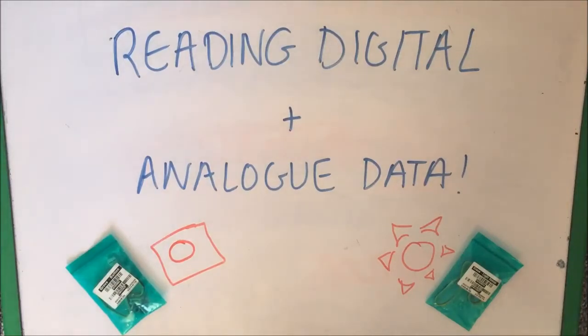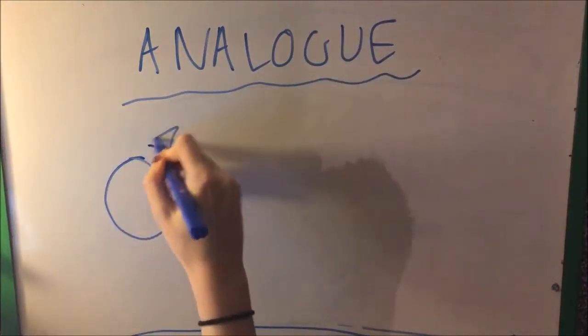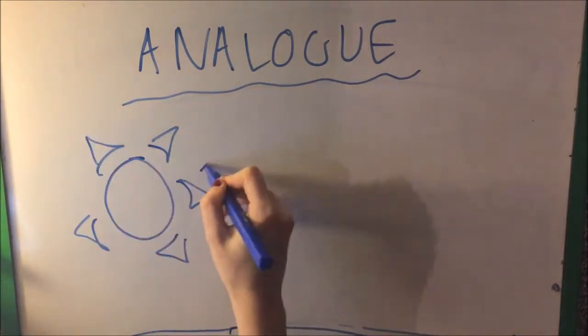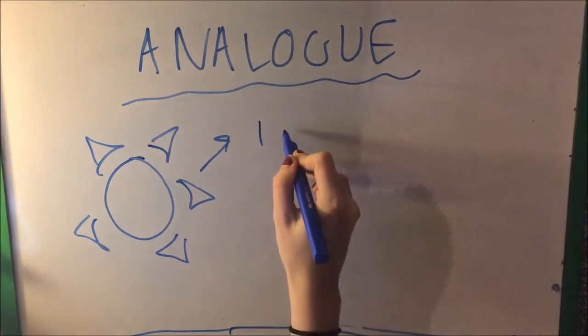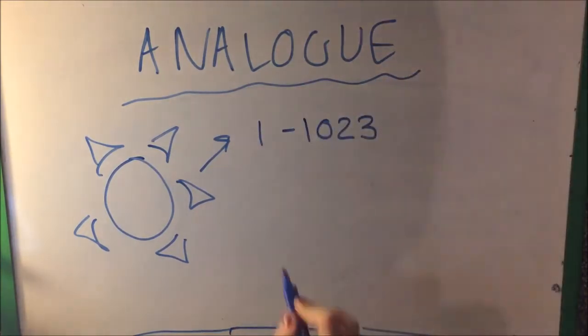This video will be covering how we read digital and analog data using the Raspberry Pi. Firstly, let's talk about analog data. Analog data is an integer representation of a physical value, for example, lightness. Sampling is used to turn such physical values into numbers, which represent a different state in a range of possibilities.